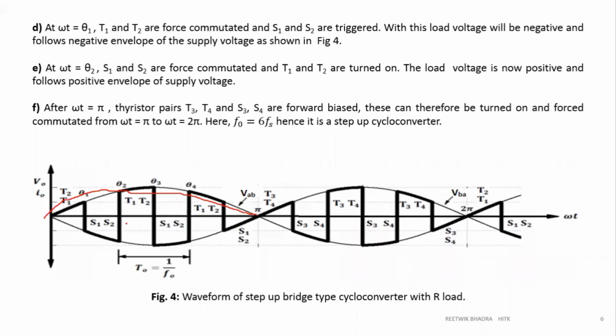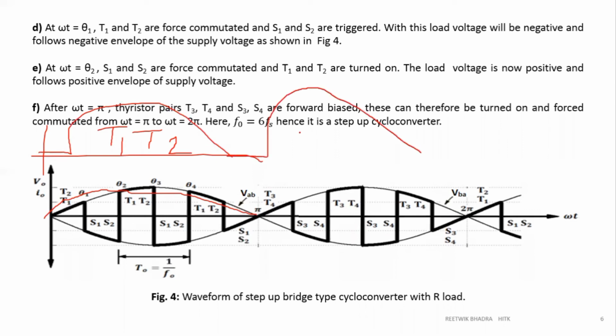Even though S1, S2 is forward biased during this positive half cycle, I can't turn it on because that will give me a negative voltage. So that's why I'll turn on my T1, T2 for the entire half cycle. So what will I get? Voltage positive because of T1, T2. Next, in the next half cycle, for which I am getting positive voltage, T3 T4. So I'll keep T3 T4 on.